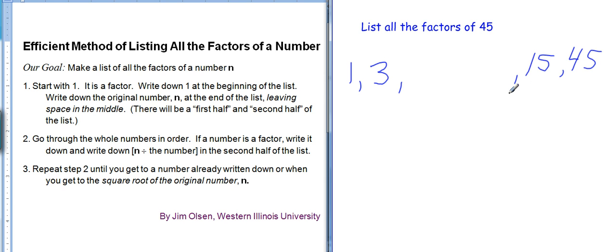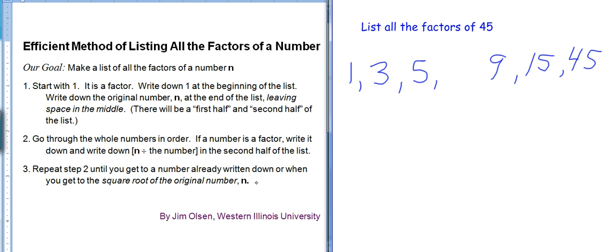The next whole number is 4. That does not divide evenly into 45. The next whole number is 5, and that does divide evenly into 45. 45 divided by 5 is 9, so I write that down. Then I check 6 to see if that divides in evenly. It doesn't. 7, no. 8, no. Then I get to 9. Well, 9 is already in the list.